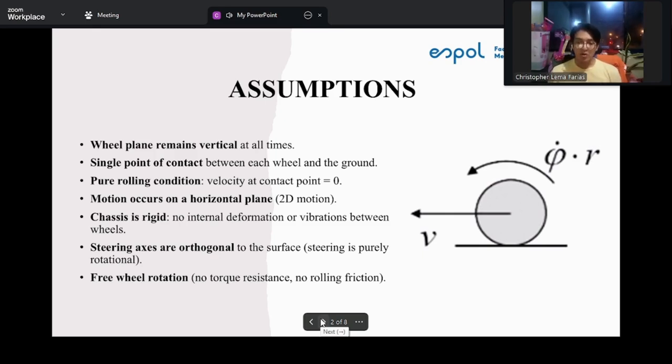Motion occurs on a horizontal plane. This reduces the degrees of freedom, so we are going to work in 2D motion. Also, the chassis is rigid, so there is no internal deformation or vibrations between wheels. The steering axes are orthogonal to the surface, so the steering is purely rotational. And finally, a free wheel rotation, so there is no torque resistance and no rolling friction.